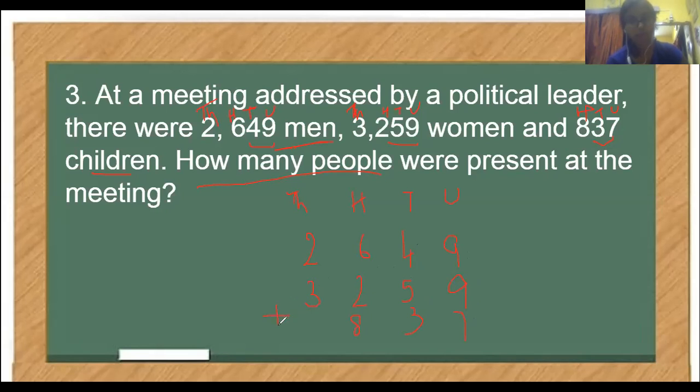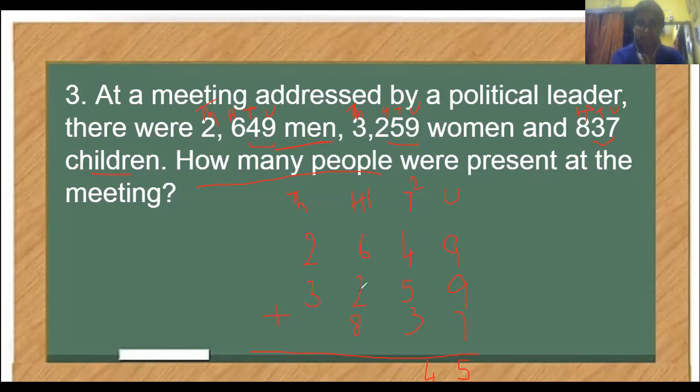What are we going to do? We're going to add. So let's add, starting from units place value. 9 plus 9 is 18. 18 plus 7 is 25. Do this addition on your own. Okay, so 25 units means 5 units and 2 tens. Moving on to tens place value. 4 plus 5 is 9. 9 plus 3 is 12. 12 plus 2 is 14. So 14 tens mean 4 tens and 1 hundreds to carry over.